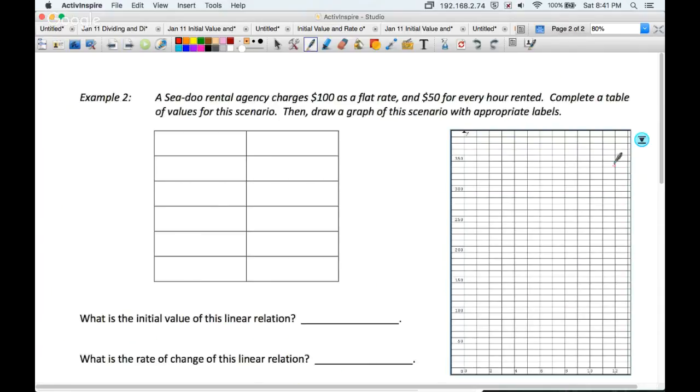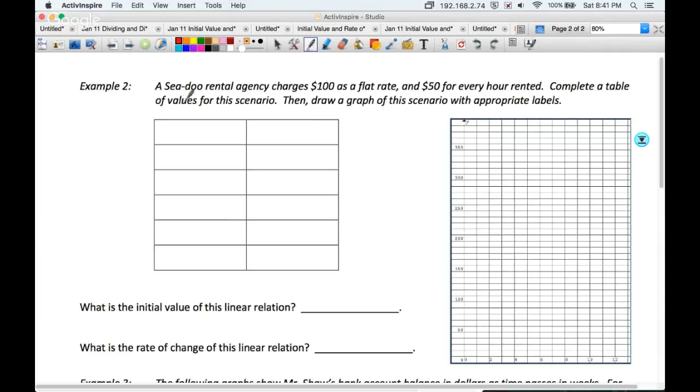Let's take a look at the back side. A CD rental agency charges a $100 flat rate and $50 for every hour rented. Complete a table of values for the scenario. So again, we normally put time as our x variable. So I'm going to say x, which is going to be hours. And our y value is what changes because of the time. And here it's the cost in dollars.